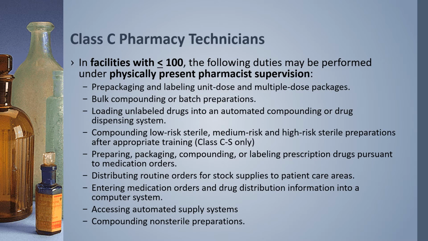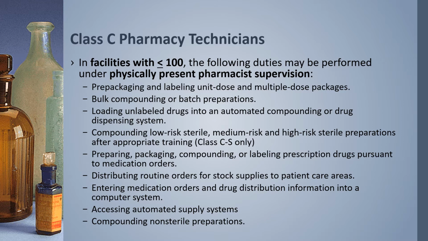In the next two slides, we're going to talk about facilities with 100 beds or less. Now remember, these facilities are not required to have continuous on-site pharmacist supervision. With that being said, the type of pharmacist supervision that they do have determines the duties that a technician or a trainee may perform. For purposes of this slide, the following duties may be performed under physically present pharmacist supervision. These technicians and trainees may be able to prepackage and label unit dose and multiple dose packages. They can bulk compound or batch prep.